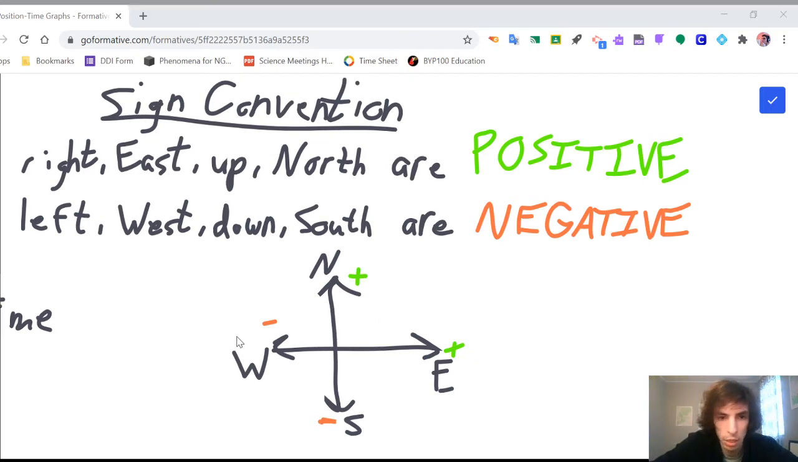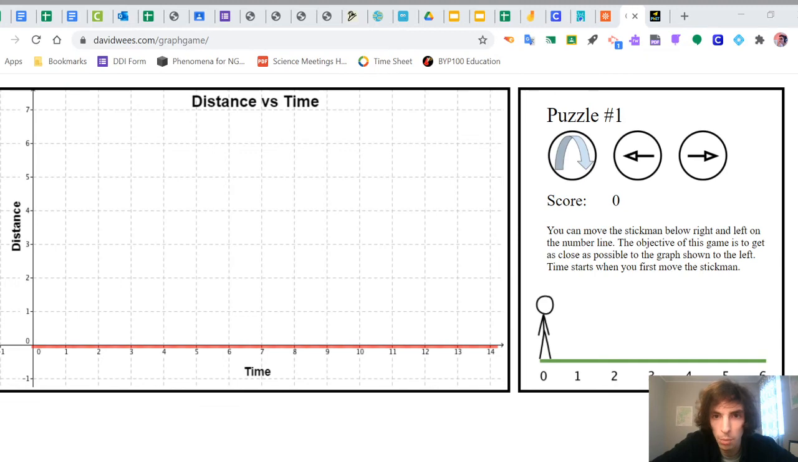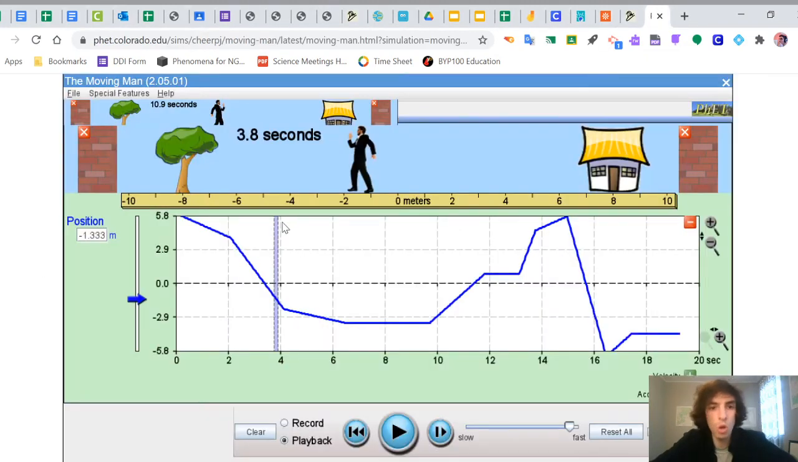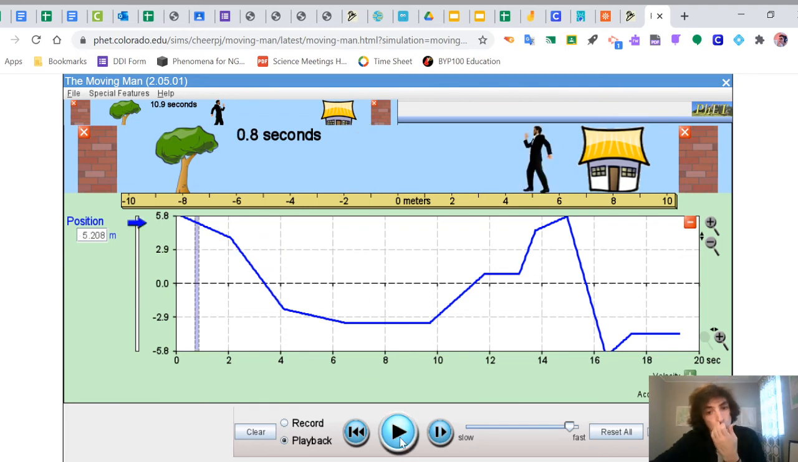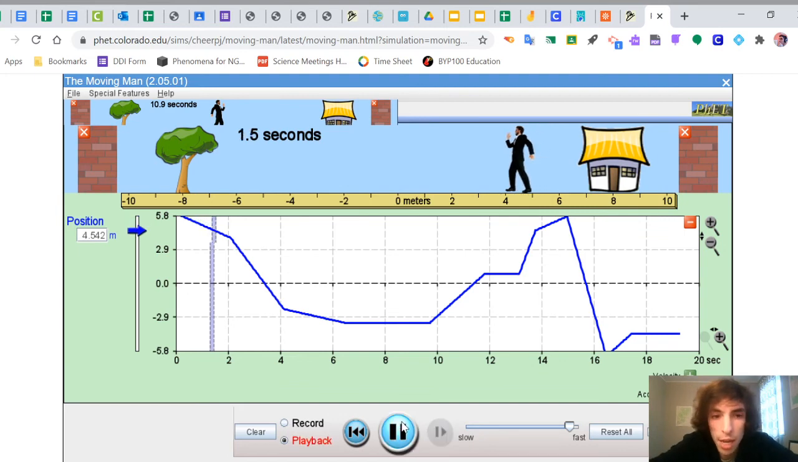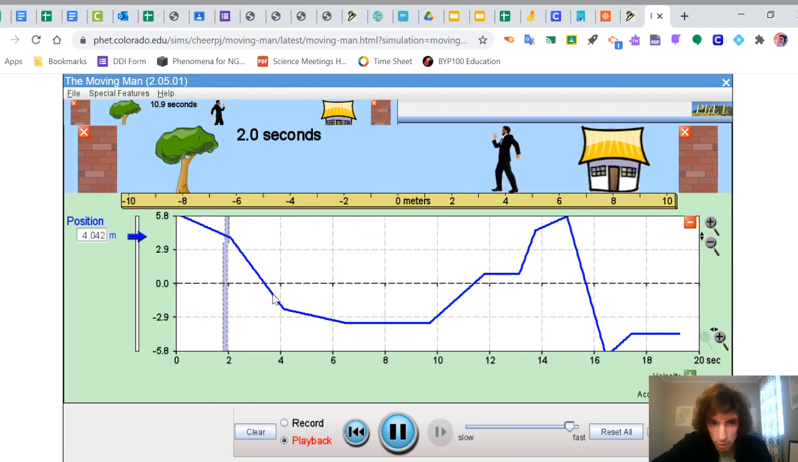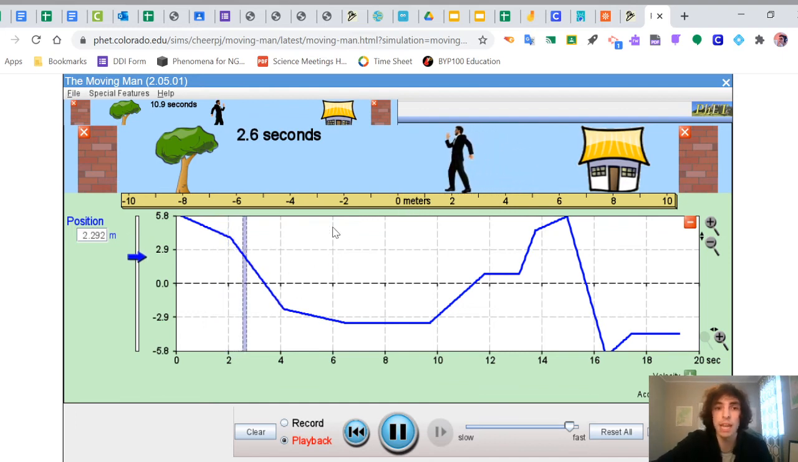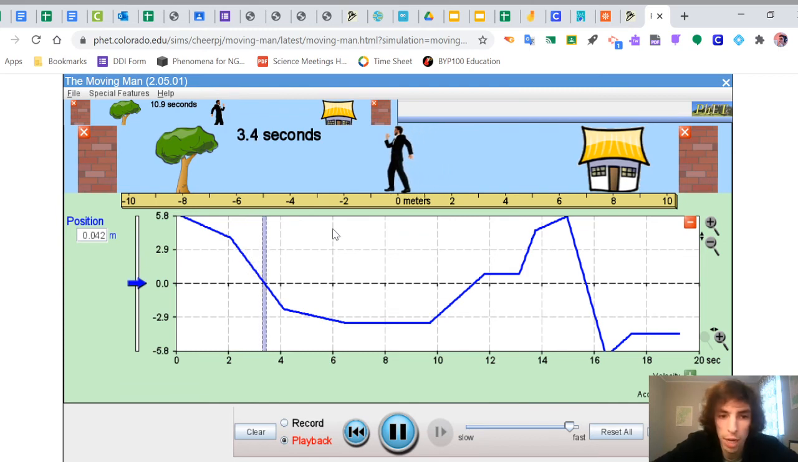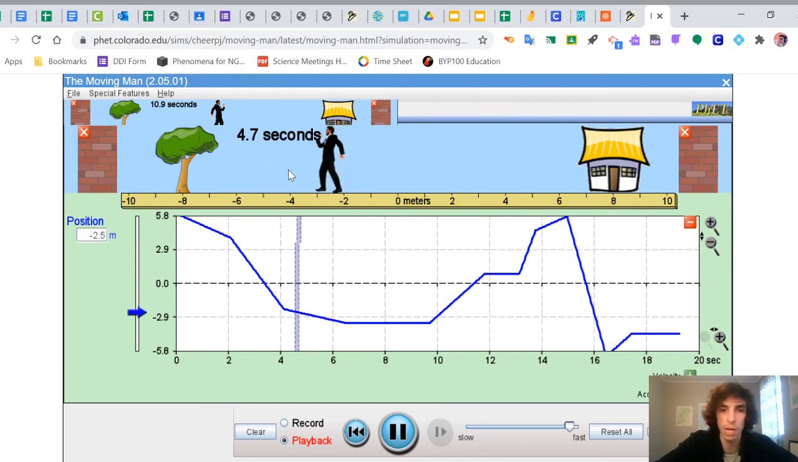So let's go back for a second to this moving man example. Notice that when he's moving at first, he's moving slowly to the left. That's a negative velocity because his slope is negative. So he moves very slowly in that direction. Then all of a sudden, once this gets a little bit steeper, you can see he speeds up a little bit. Now he's moving faster, still in the negative direction. Then his slope gets a little bit more shallow, but still moving in the negative direction. So now he's moving slowly to the left.